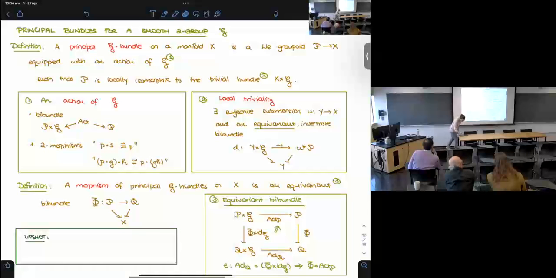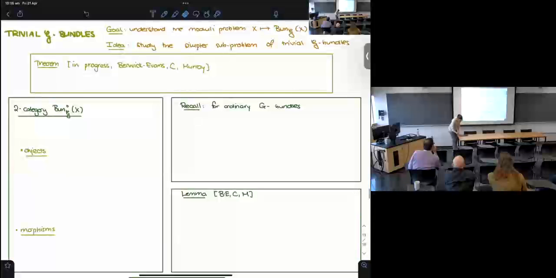And the upshot is that we get a two category, which we call Bund curly G of X, and sometimes to remind ourselves that really we're working in bibundles. So this is the definition, and this is the thing we're trying to classify. So ultimately, our goal is to understand this moduli problem of curly G bundles.